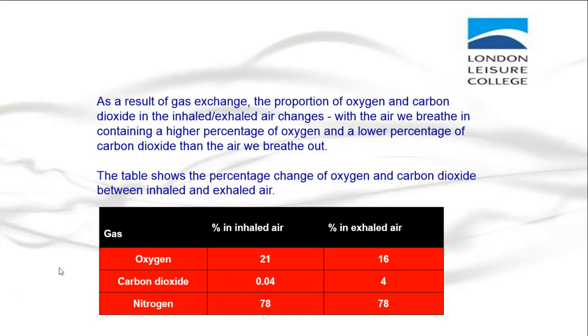So as you can see, oxygen, the percentage that we breathe in is 21%, and we breathe out 16%. So that shows that we use a certain percentage of oxygen to fulfill bodily functions. Carbon dioxide, you only breathe in 0.04%, but you actually breathe out 4%. Which again shows that the cardiorespiratory system is efficient in taking the carbon dioxide as a waste product and expelling it from our body. And nitrogen stays the same, levels of nitrogen stay the same.